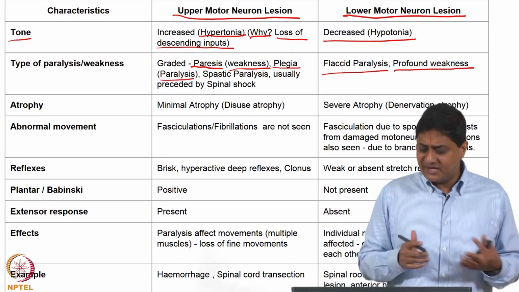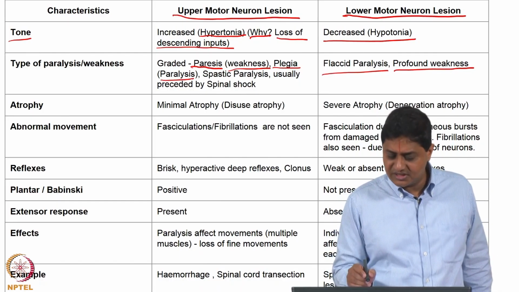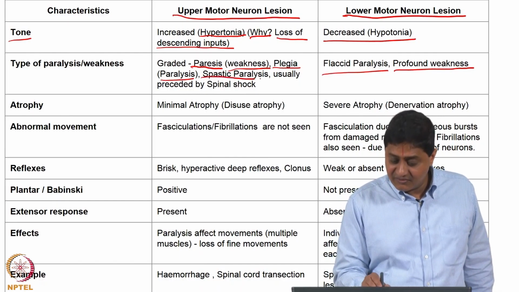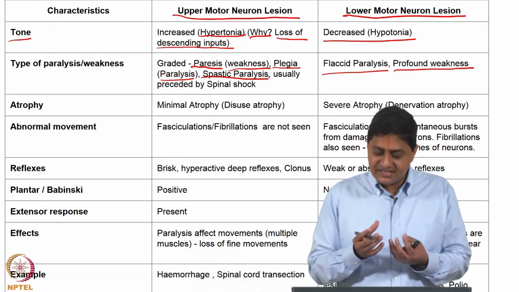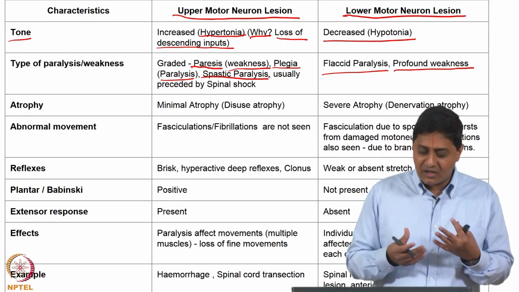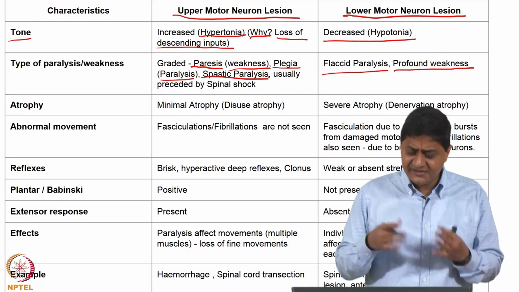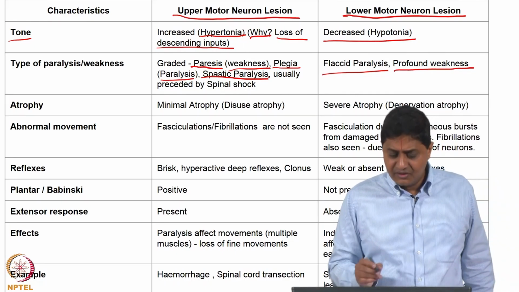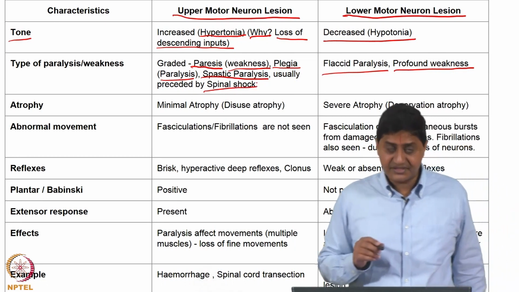In general, this paralysis, when compared with the lower motor neuronal lesions, is spastic. What is the difference between flaccid paralysis and spastic paralysis? Flaccid paralysis involves weakness, whereas spastic paralysis involves spasticity, or a regime of increased tone, velocity dependent rigidity. Usually this is preceded by spinal shock. This we have already discussed.